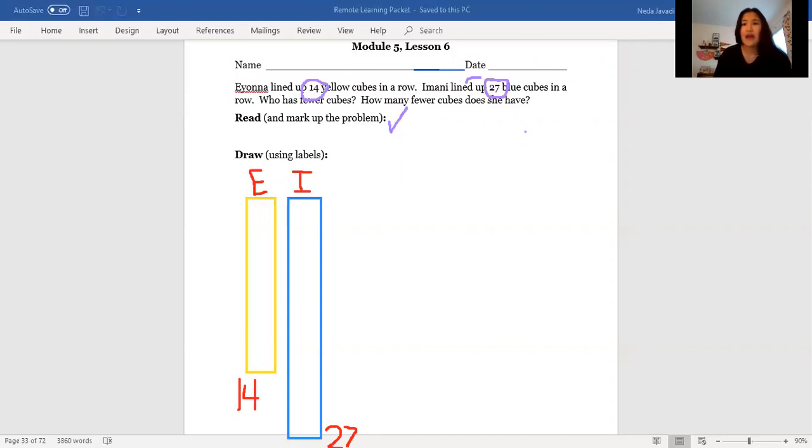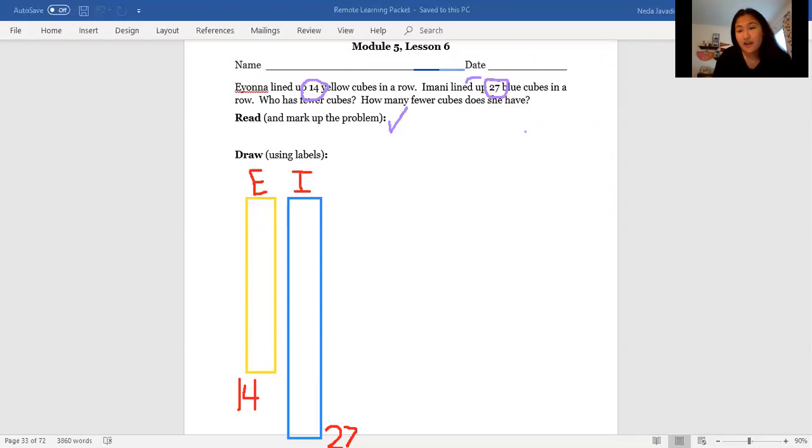If I'm looking for how many fewer, should I be doing an addition or subtraction number sentence? Put your hands on your head if you think we're going to do addition. Put your hands on your belly if you think we're going to do subtraction. That's right, we're going to do subtraction. But you know, I only have one question. How do you know? How do you know?